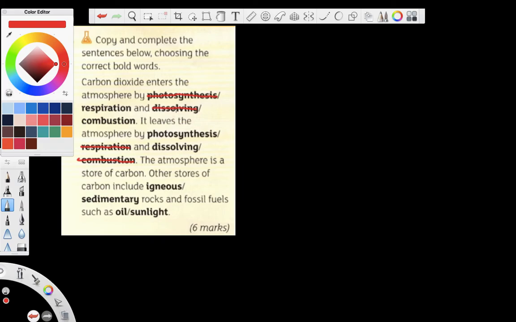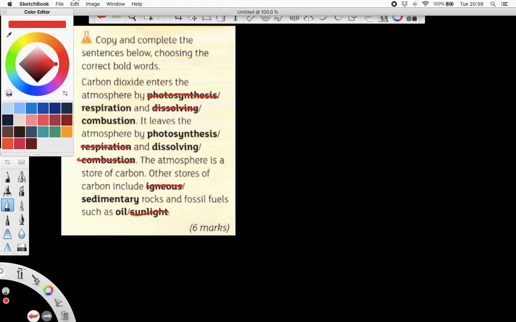The atmosphere is a store of carbon. Other sources of carbon include sedimentary rocks and fossil fuels such as oil. So your sentences should have read: carbon dioxide enters the atmosphere by respiration and combustion. It leaves the atmosphere by photosynthesis and dissolving. The atmosphere is a store of carbon. Other stores of carbon include sedimentary rocks and fossil fuels such as oil.